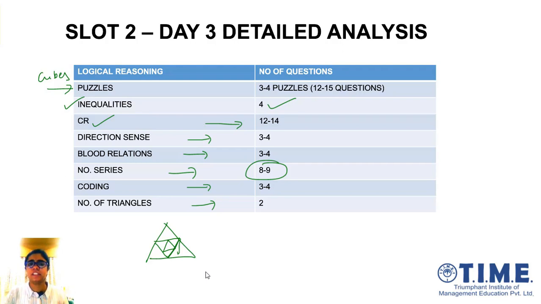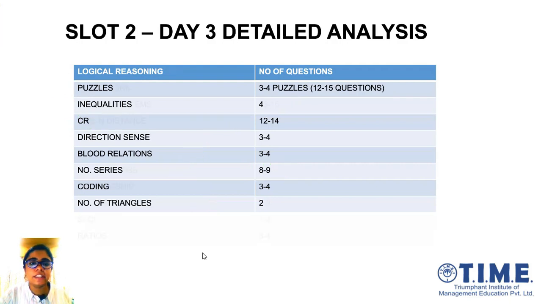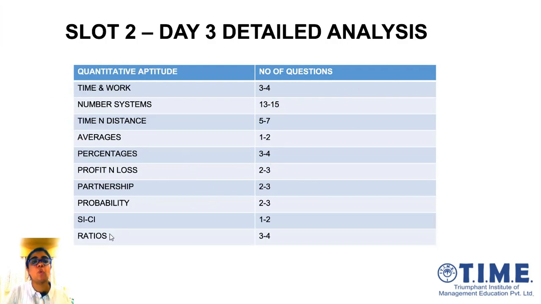ठीक है, so logical reasoning would be considered in the category of easy to moderate. Easy because of standalone questions and moderate because of critical reasoning. ठीक है. Now let's look at the next section, which is quantitative aptitude. Quantitative aptitude, like I told you, it was a quant intensive paper.